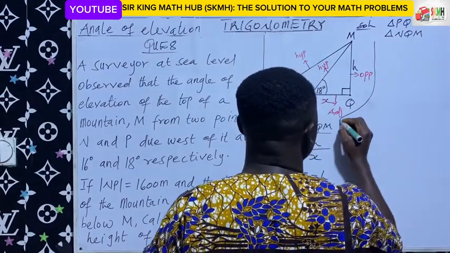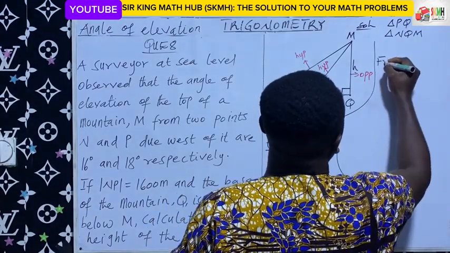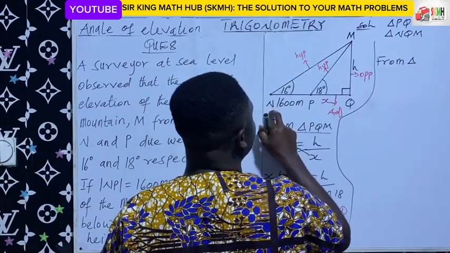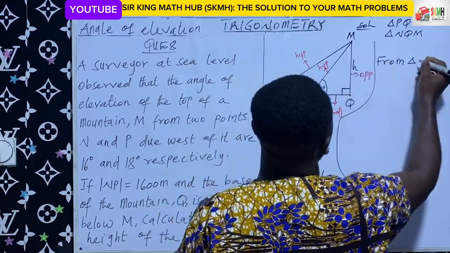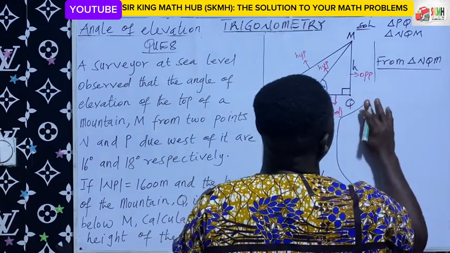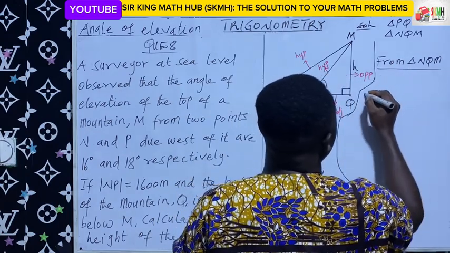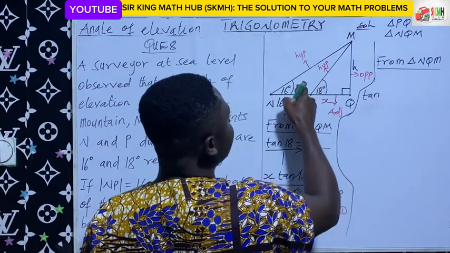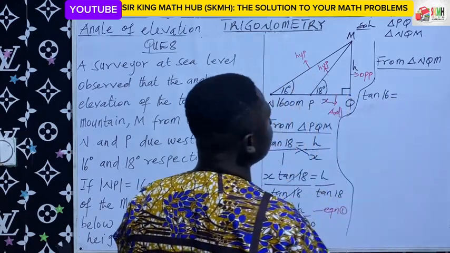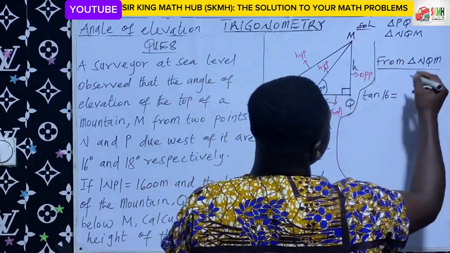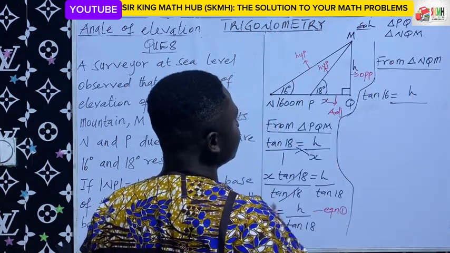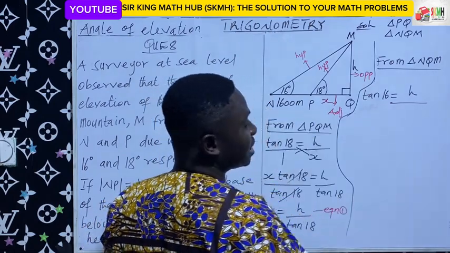So now, from the bigger right angle triangle, that is triangle NQM, the tan of the acute angle, which measures 16 degrees, is equal to the length of the opposite. The opposite is still the height of the mountain, divided by the adjacent. Which side is the adjacent? So this line here, line NQ, is the adjacent.